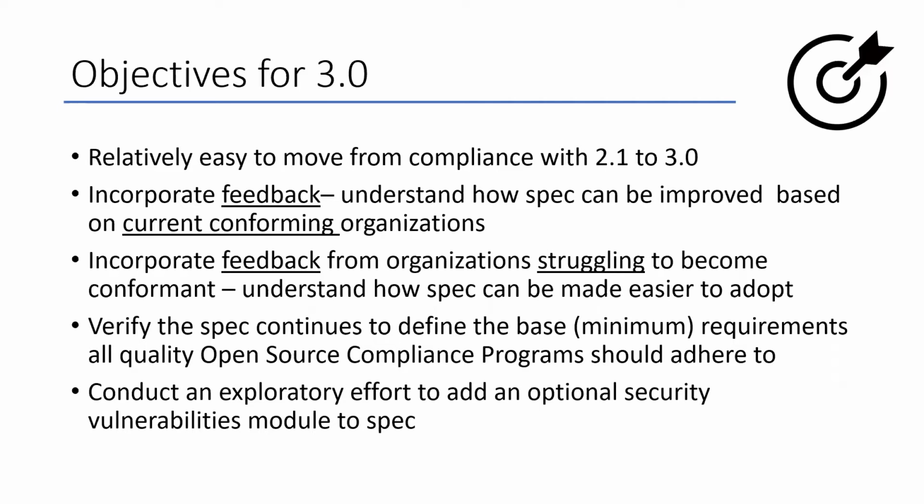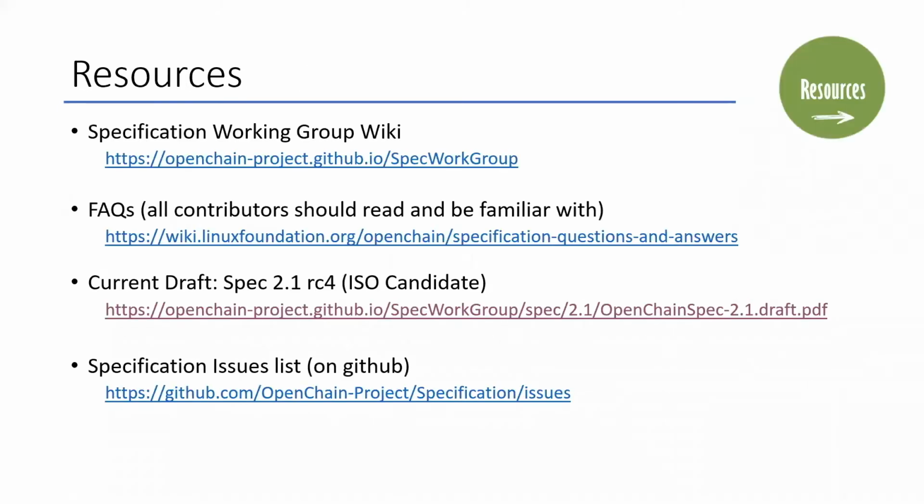Ultimately, on this spec, we're trying to get feedback from people that are currently conforming, people who are struggling to conform, and to remind people that this is really meant to be the basic core minimum set of requirements all quality compliance programs must adhere to. Once we get through the issues list, we'll start to discuss the potential of an exploratory new optional section on security vulnerabilities. It's always helpful to put up some core resource links. So there you have it.